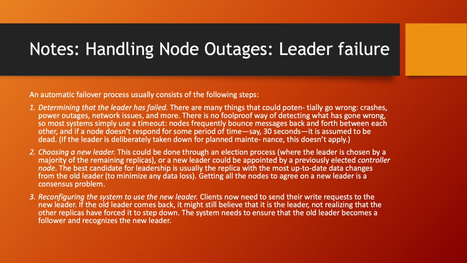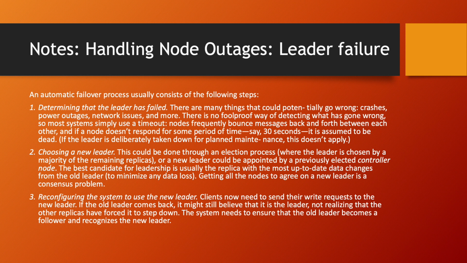Handling node outages. What happens if the leader fails? An automatic failover process usually consists of the following steps. First, determining that the leader has failed. There are many things that could potentially go wrong: crashes, power outages, network issues, and more. There is no foolproof way of detecting what has gone wrong, so most systems simply use a timer. Nodes frequently bounce messages back and forth with each other, and if a node doesn't respond for some period of time, say 30 seconds, it is assumed to be dead. If the leader is deliberately taken down for planned maintenance, this doesn't apply.